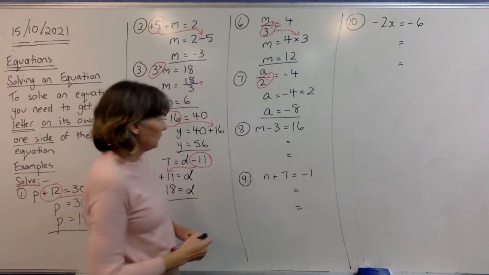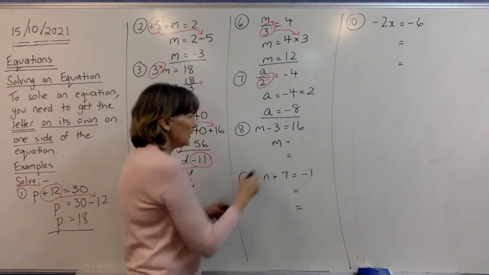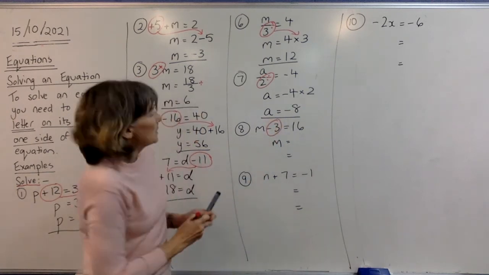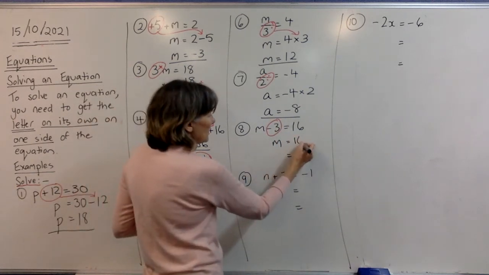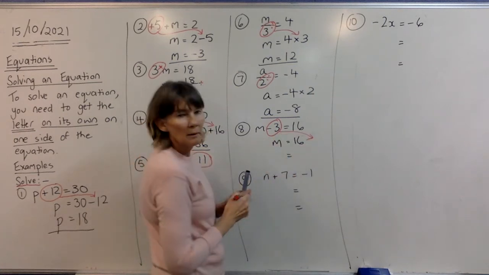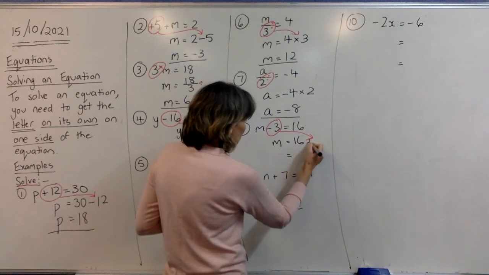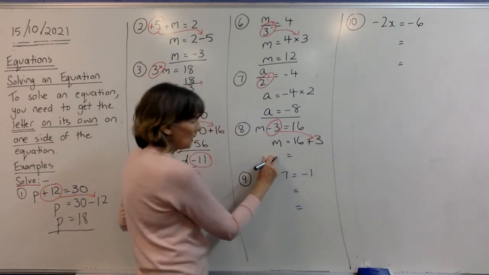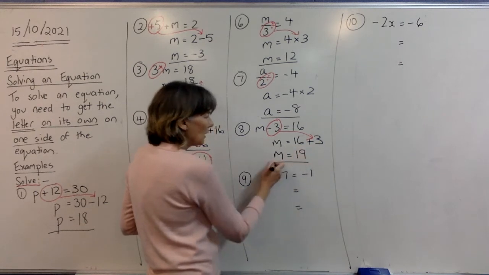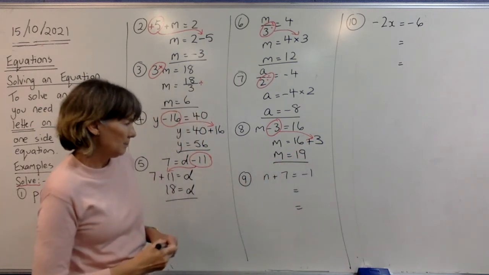Next question. We want to keep the m on the left. That means we need to get rid of our -3. So let's write our 16 down first. What's the opposite of -3? +3. Write it down. Okay, keep your m on the left. Work out your numbers. And the calculator will give you 19.